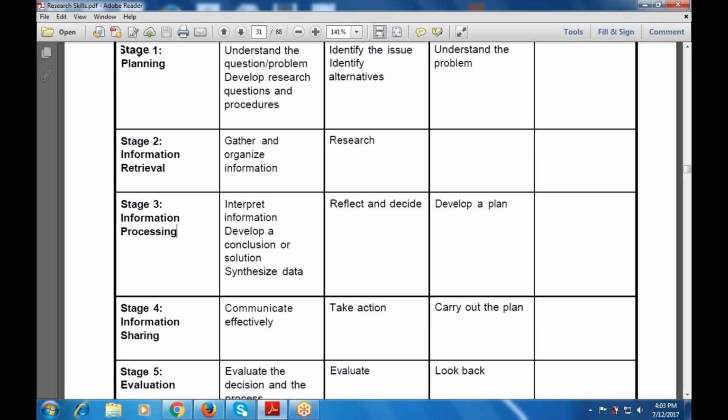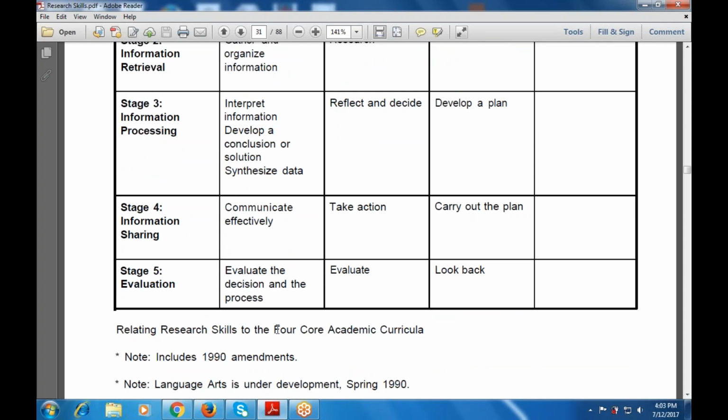Then stage number 4 is information sharing. That sharing will include communicating effectively, taking action, and carrying out the plan. Then stage number 5, evaluation: evaluate the decision and the process. That is, look back at the content, what content should be used for effective communication with peers.